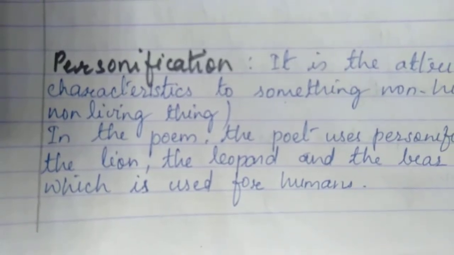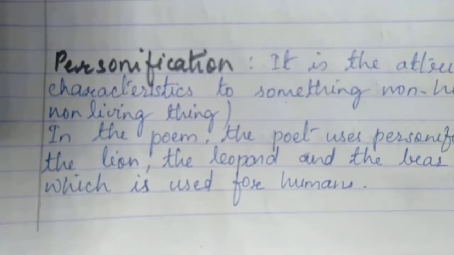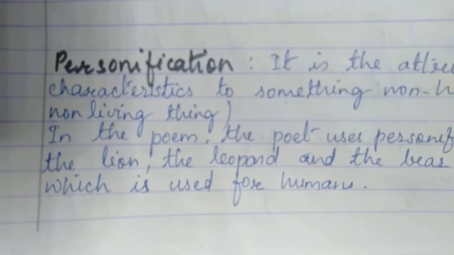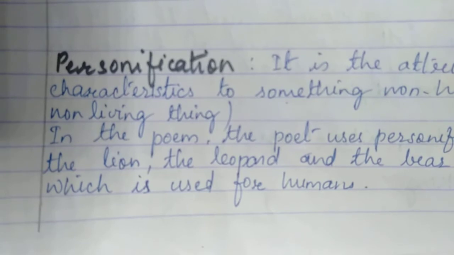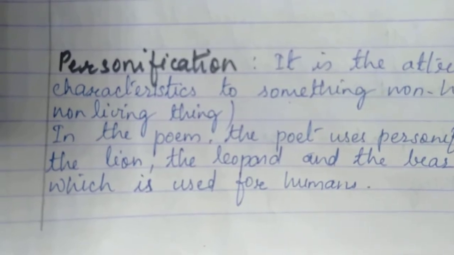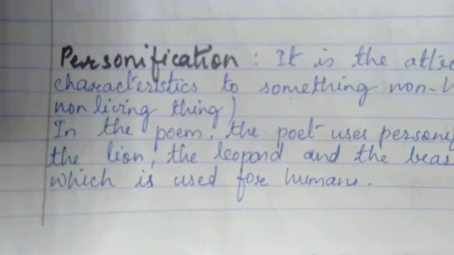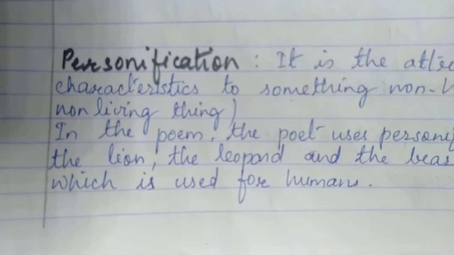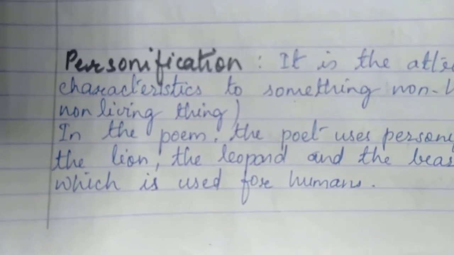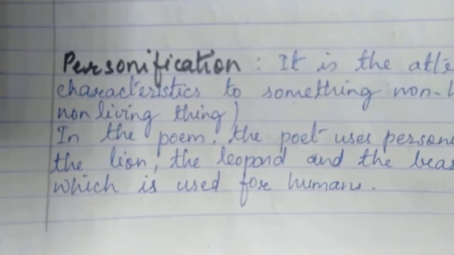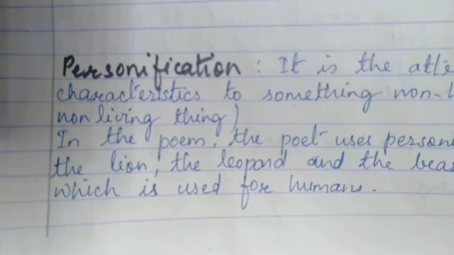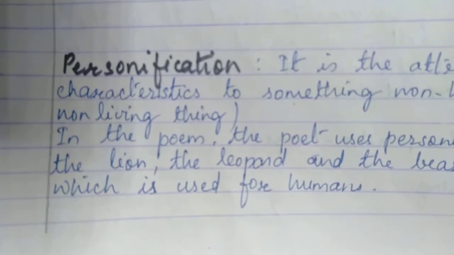Like in the poem, the poet uses personification. The poet is talking about the lion, the leopard, and the bear, and she is using "he" to refer to them. "He" is usually used for humans, but here the poetess is using "he" for lion, leopard, and bear. So this is an example of personification. Okay, so these are the poetic devices in this poem, How to Tell Wild Animals.